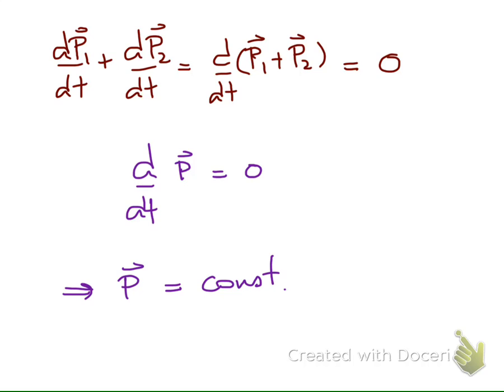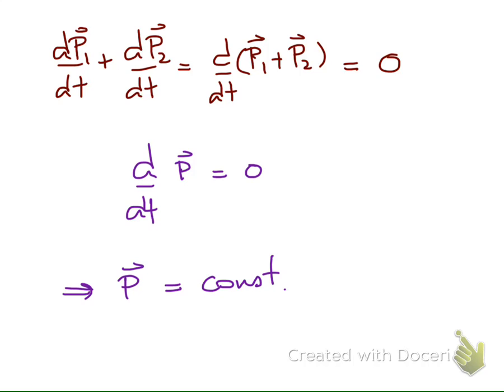It means that if there is only the force from the interaction between two particles and there is no external force, the total momentum of the system, which is the summation of the momentum of each particle, will not change in time, or P is a constant.